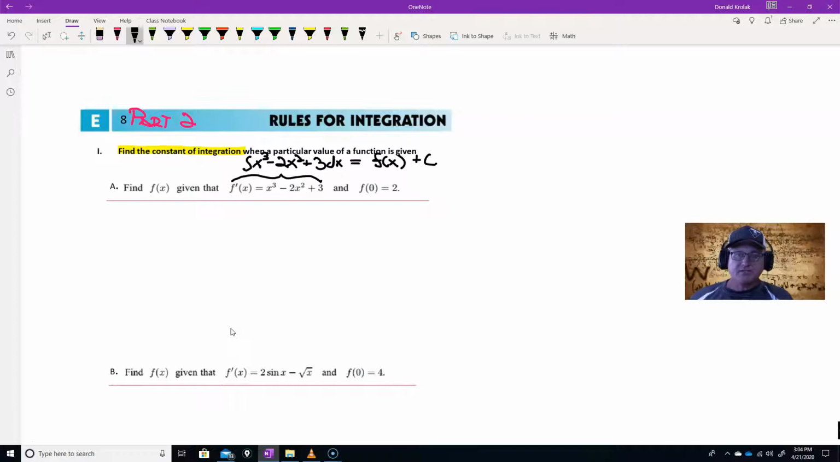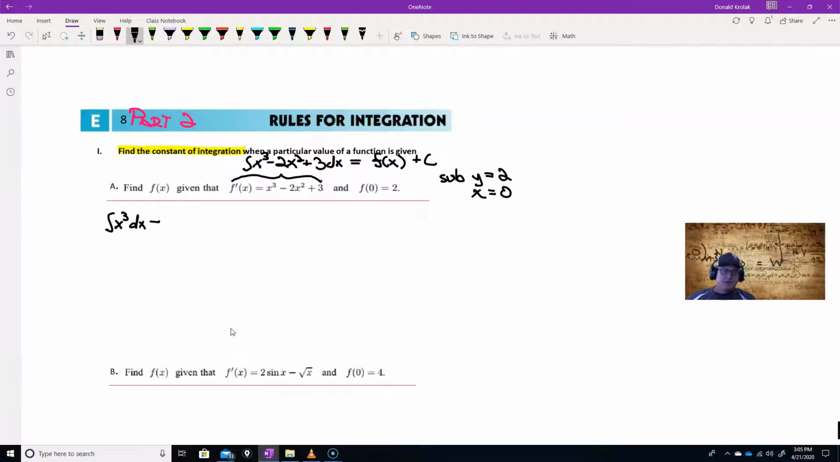Once I have that equation, then I'm going to be able to set the equation. The y is going to be equal to 2. So once I get to that, I'm going to set the equation equal to 2, and I'm going to substitute 0 for x. All right. So let's take this, we'll integrate it. So I'm just going to break it up into 3 integrals. That 2 is a constant, so I can pull it out front.